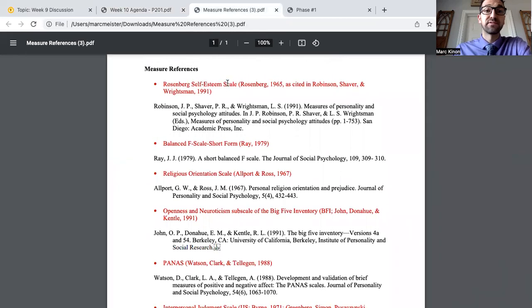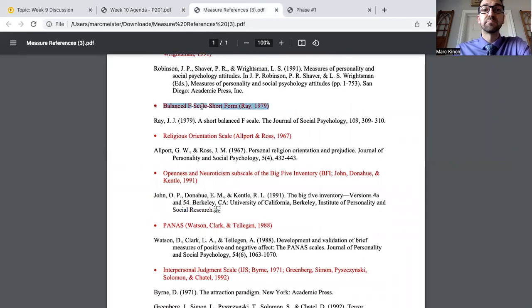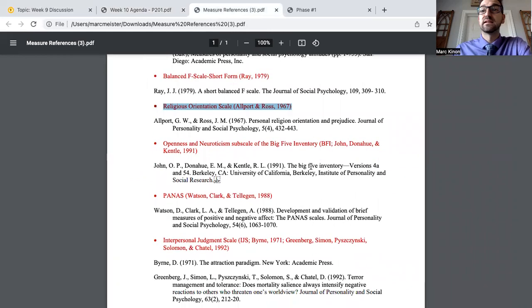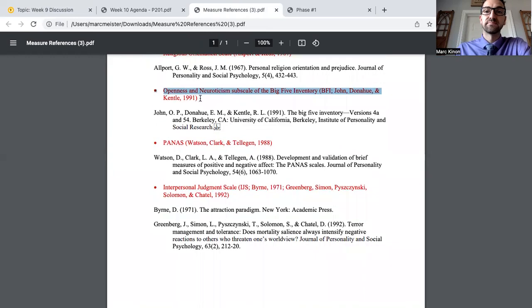if you're using the Rosenberg self-esteem scale, this is your citation. If you're using the balanced F scale, this is your citation. If you're using the religiosity measure, so this is not religious affiliation. Religious affiliation is Buddhist, Christian, atheist, etc. Okay? This is the actual religious orientation scale looking at intrinsic and extrinsic religiosity. Okay, if you're using openness or neuroticism, okay, this is going to be your citation.